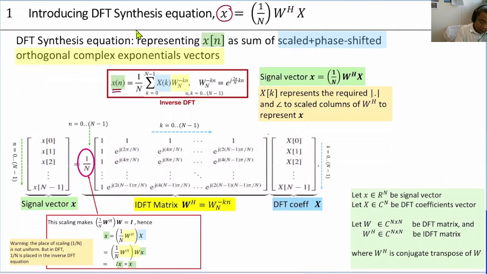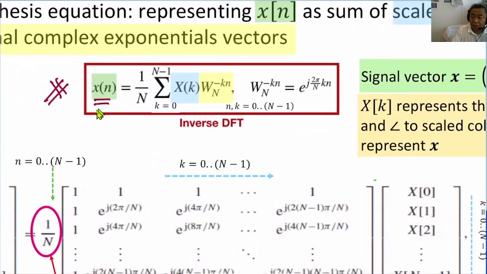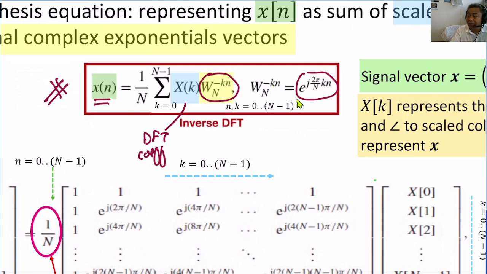In this slide, we'll introduce the synthesis equation, and we want to view the synthesis equation from the matrix vector product point of view. The DFT synthesis equation looks like this. x[n] is equal to 1 over N, where N represents the number of elements we are going to analyze, and it is a sum of X[k], which are the DFT coefficients, multiplied by this yellow element here, e^(j2π/N kn).